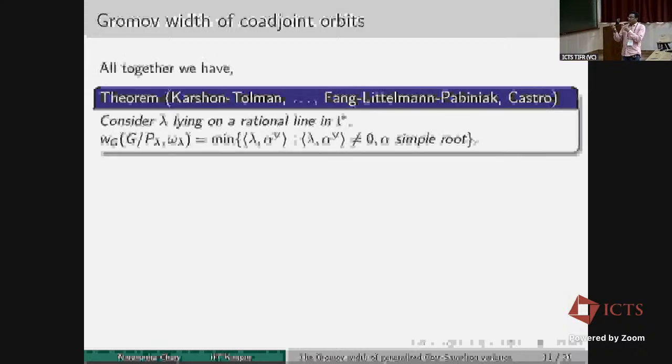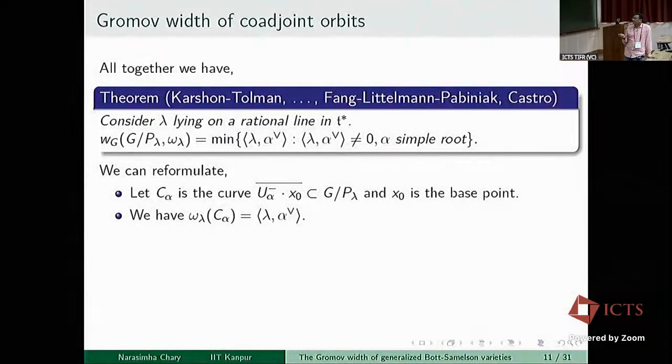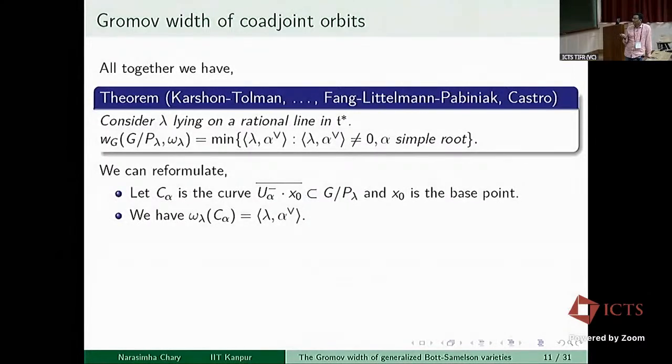So if you combine everything, now you have the Gromov width of coadjoint orbits. In this case, if lambda lies inside a rational line, the Gromov width is given by this pairing: lambda alpha check, where lambda alpha check is non-zero and alpha is a simple root. You can also see this in a more geometric way. You look at the curve, you look at the base point of your flag variety. Now I'm assuming lambda is integral, because we are not losing anything.